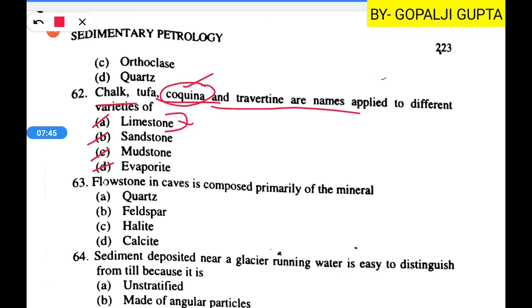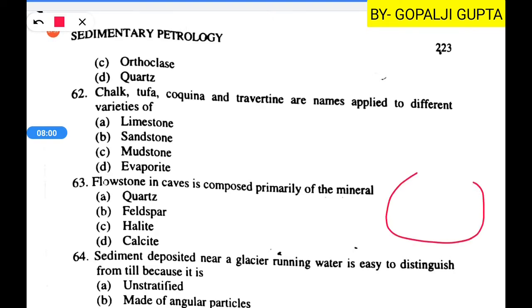Then flowstones in a cave are composed primarily of which mineral. So flowstones are composed of calcite. Here what happens is, let us assume this is a cave, and because of continuous dropping of water from the ceiling, structures something like these are formed. These are known as speleothems, and these consist of calcite. So that's why here the fourth option is our right answer.